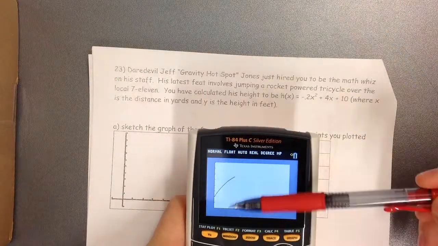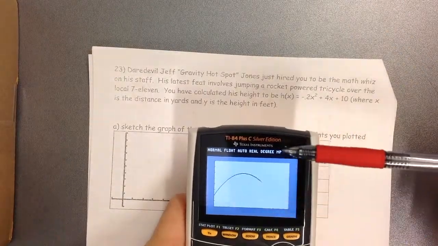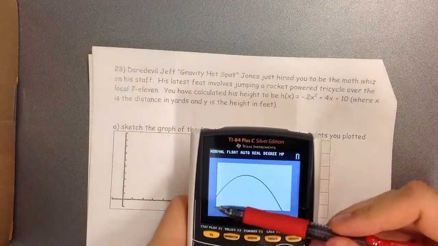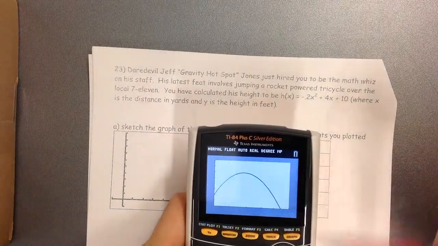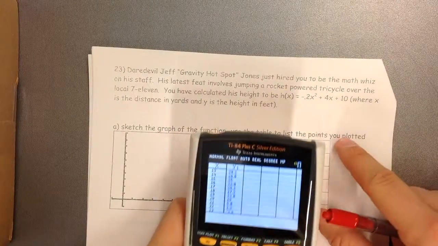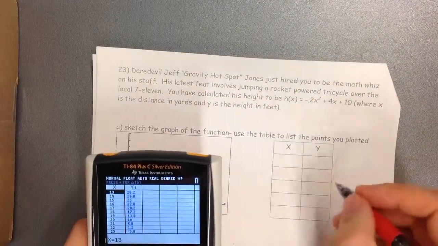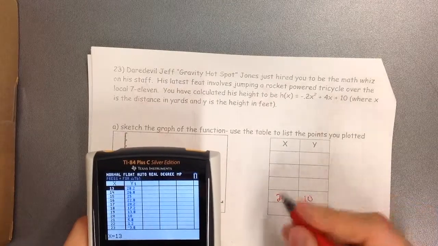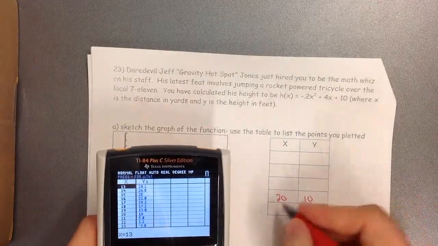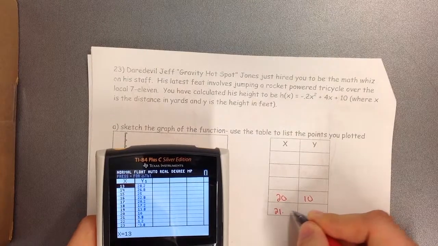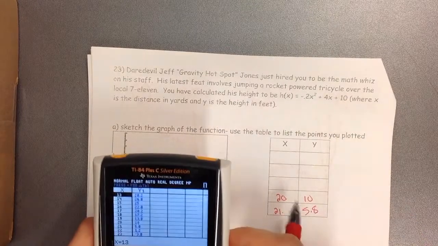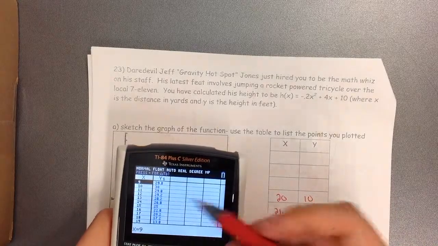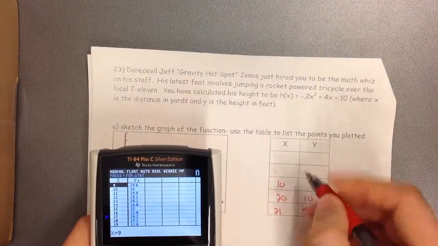Looking at the table allows me to get a pretty good estimation of where he's going to go. This is him jumping off and then landing. I'm going to go back to my table to get some good points to graph from. 20, 10 was a good point. 21, 5.8. I'm going to get that 30 because you'll notice that's the vertex. It's balanced on each side. So I'm going to get 10, 30.